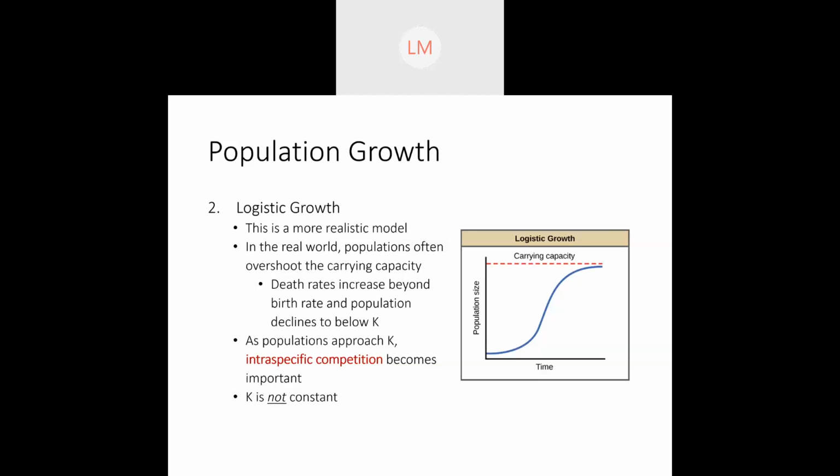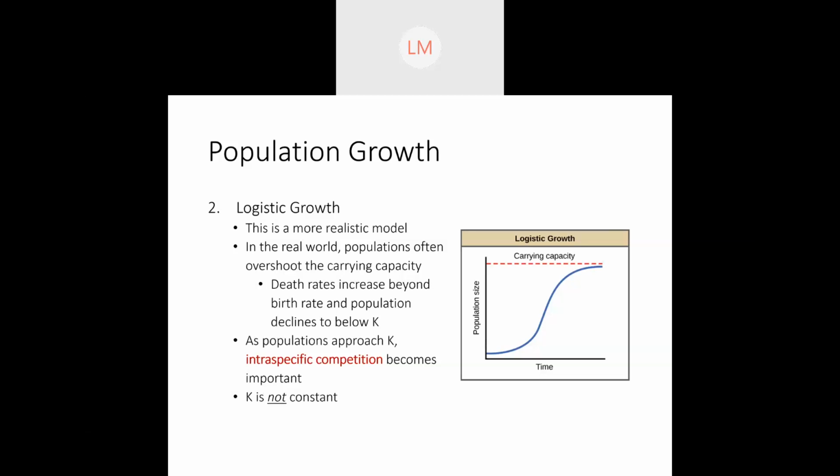Intraspecific competition. Competition within your species. So intraspecific, within one species, that type of competition. Because you're using the same resources as your population, right? Other individuals in your population. You're eating the same thing, you're living in the same place, you're competing for the same mates. So as there are more individuals, that competition becomes more intense.